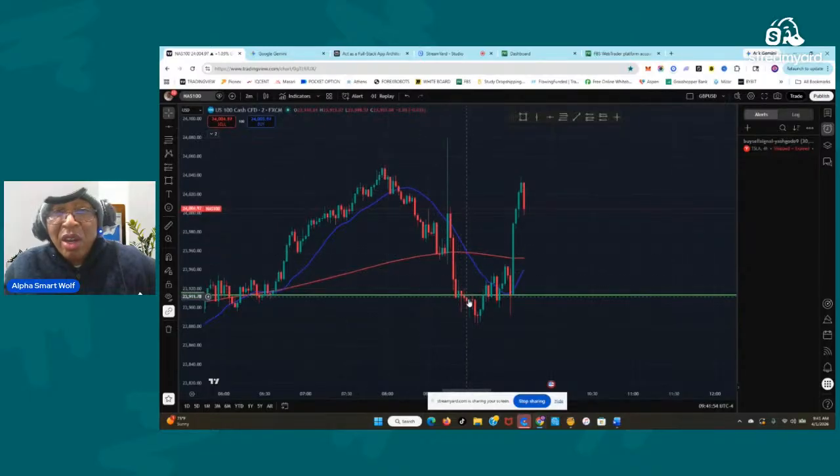Then it goes far away, then it comes back again, close to the 200, okay? Same thing with the 20. The 20 goes away from the 200, it comes back, it goes away, it comes back, it goes away.